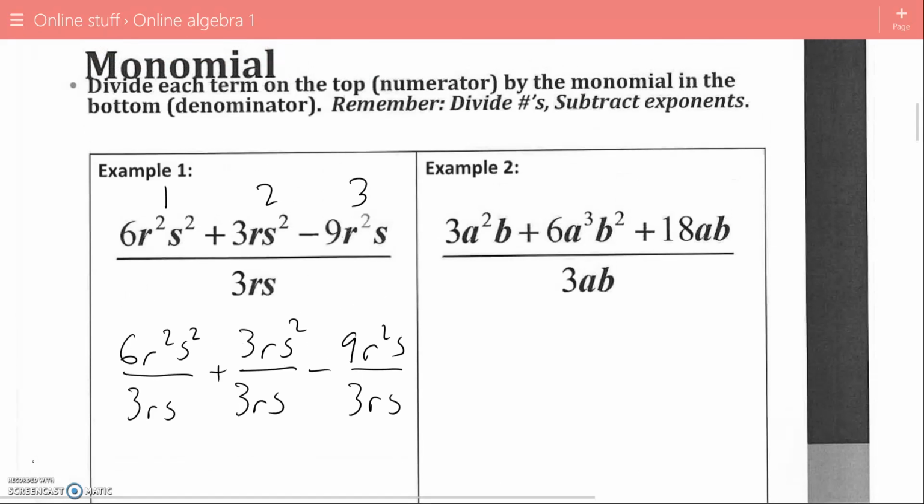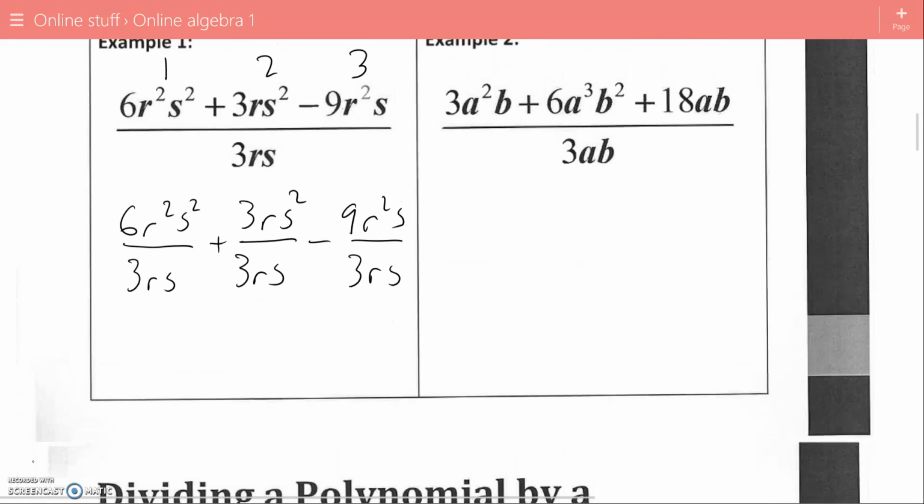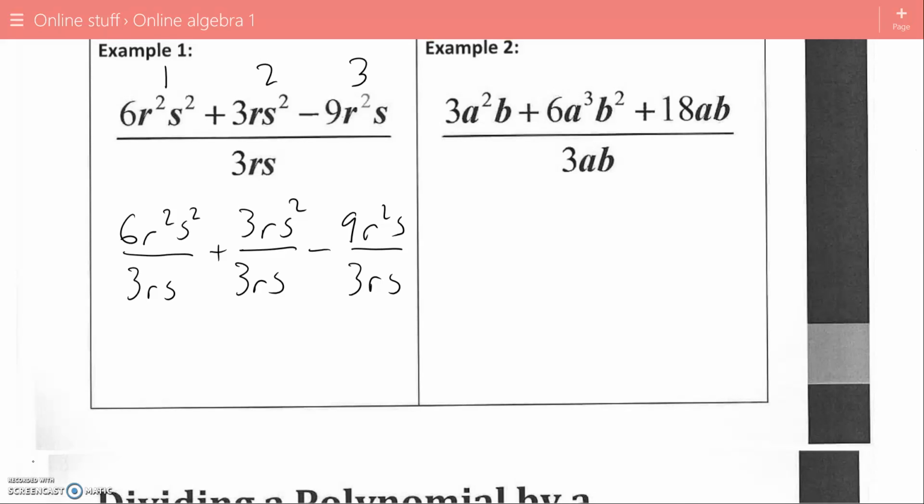As it says up here, we divide our whole numbers and subtract our exponents of like terms. R's and S's cannot cross over. I subtract R from R and S from S. So looking here, I divide 6 by 3. This gives me 2. I divide R squared by R, which means I have 1 R left on top. And I have S squared and S to the first. Remember, if there's no exponent, then it is automatically 1, which gives me 2RS.